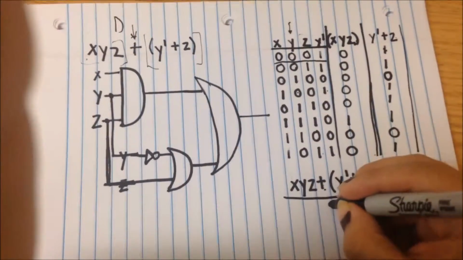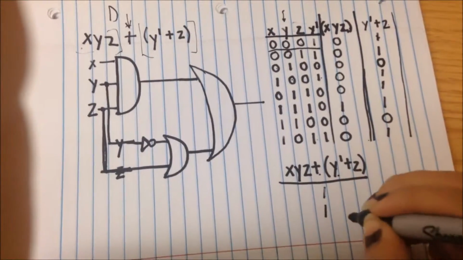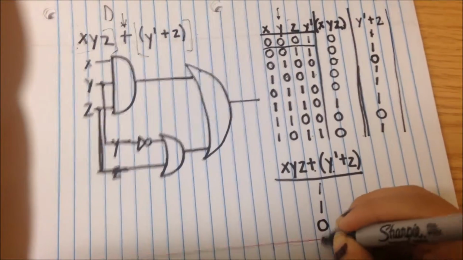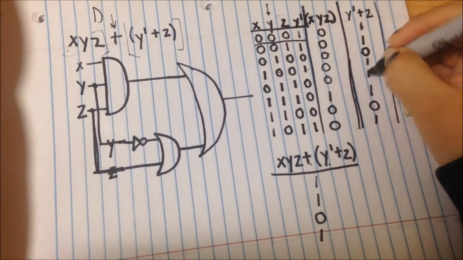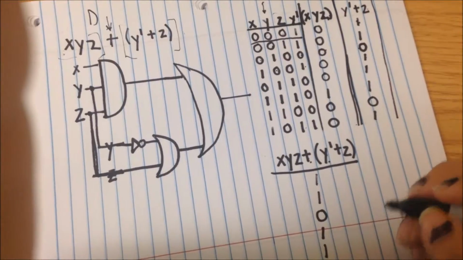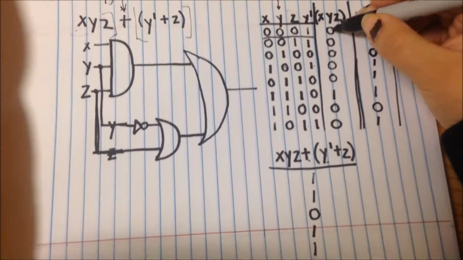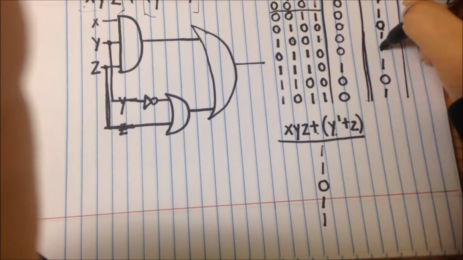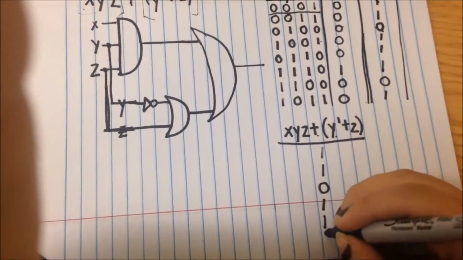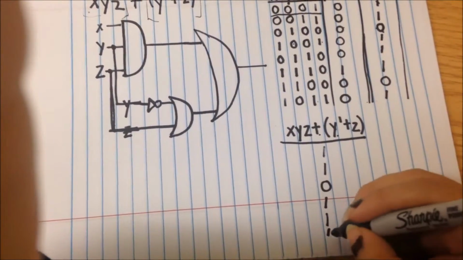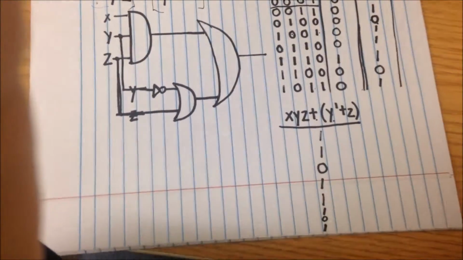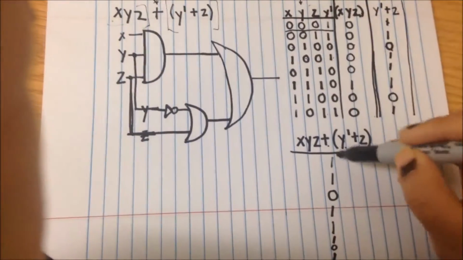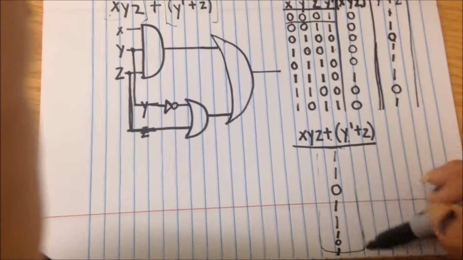So 0 plus 1, that's just 1. 1. Here is just 0. 1. 1. Hold on, let me see if I'm doing this right. 0 plus 1. 1, 1, 0, 1, 1. 1. Another 1. 0, 1. And that's what your truth table for that looks like. For this Boolean expression, this is what your output should be.